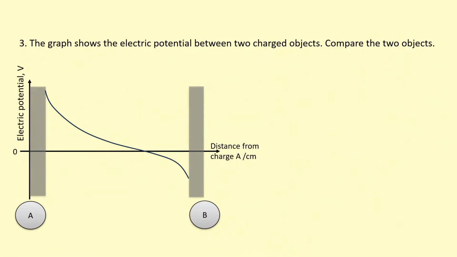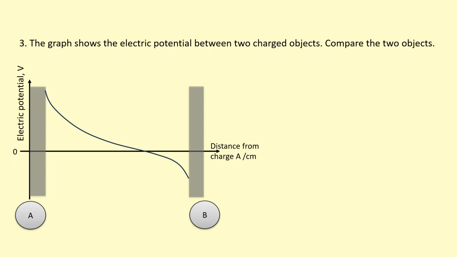Okay, example 3. The graph shows the electric potential between two charged objects, A and B. Compare the two objects. On the left, we've got object A, which has an electric potential which is clearly positive, and object B has a negative electric potential. So when the potentials from these two objects add up, we get this pattern here.